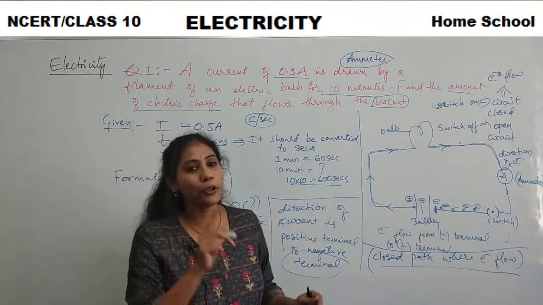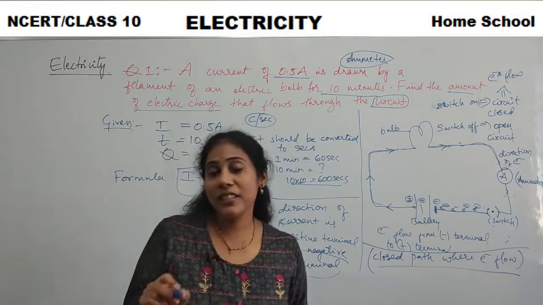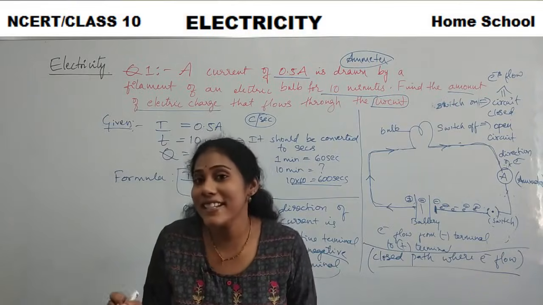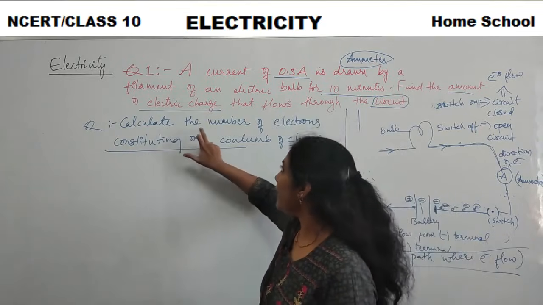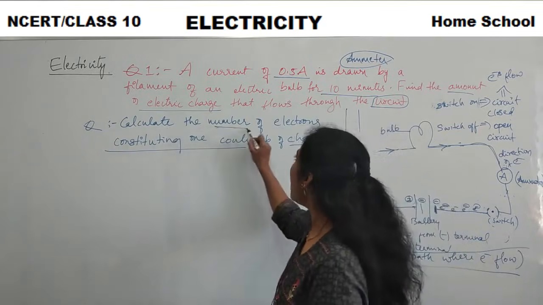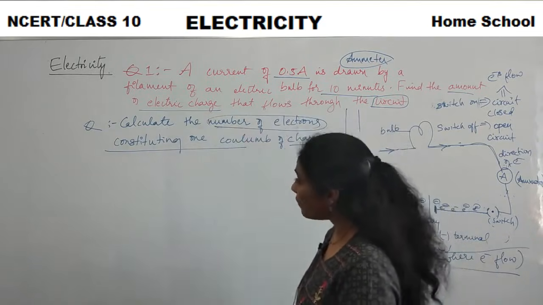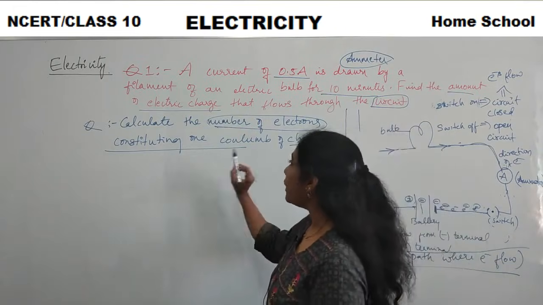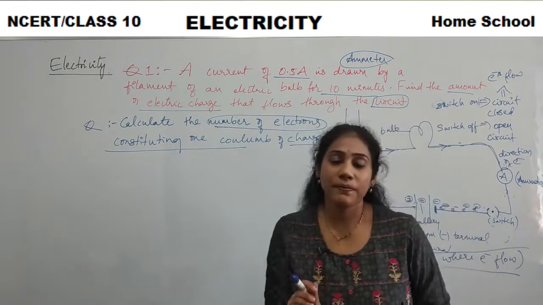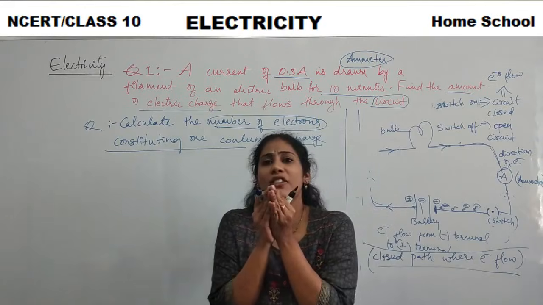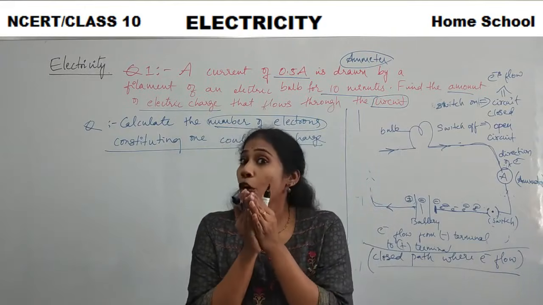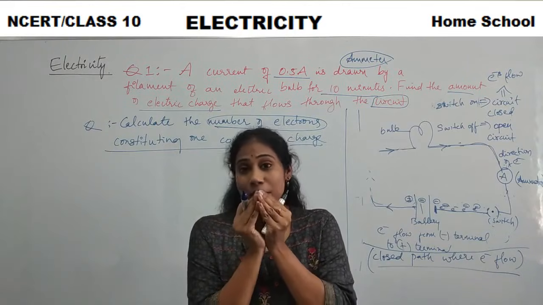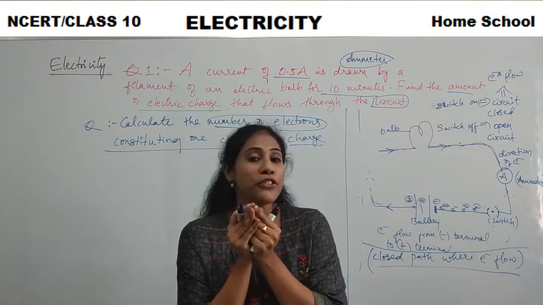We will see one more problem, one more challenging question that is there in our NCERT textbook. Look at the question carefully. Calculate the number of electrons constituting 1 coulomb of charge. So you have 1 coulomb of charge. Charge is nothing but a group of electrons moving, right? So how many electrons will make 1 coulomb of charge?